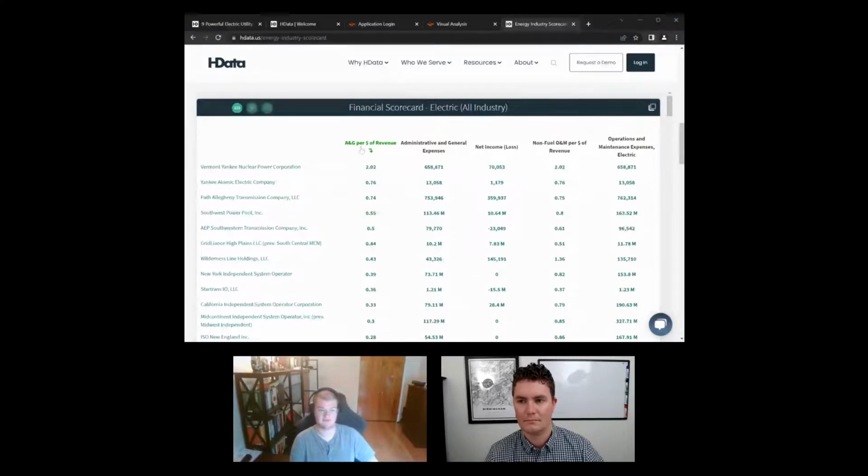So, A&G per dollar revenue. We're looking at the proportion of administrative and general expenses for every single dollar that we receive as a company. It really depends on understanding the context of the data. Say, Vermont Yankee Nuclear Power Corporation is a much smaller company, especially compared to a lot of the other companies in their area. Their A&G per dollar revenue is $2. That doesn't really make a ton of sense, but they may just be starting out, or they're a very, very small company.